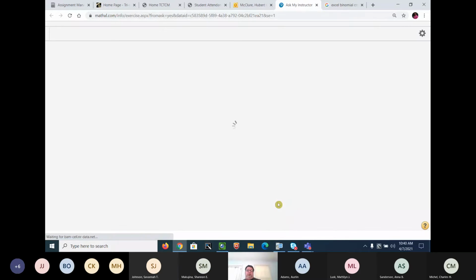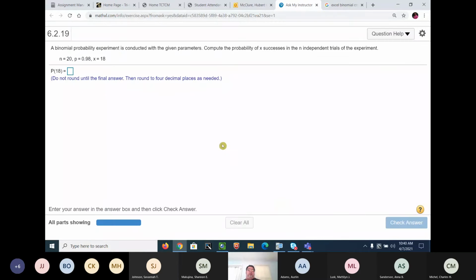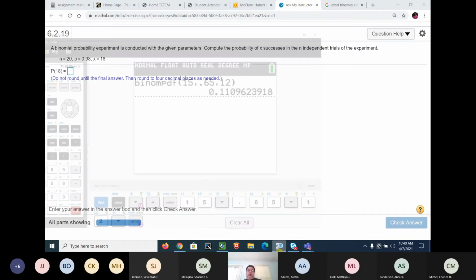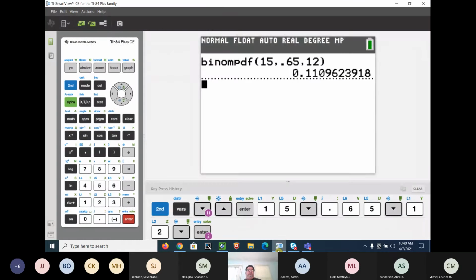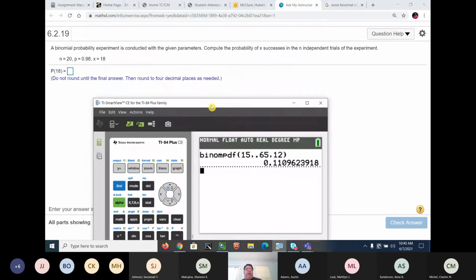Let's see what this one says. And that first one was a test question, same question. So let's go ahead and type in... I want to show you a trick I learned in the war. This is n is equal to 20, p is equal to 0.98, and x is equal to 18. Watch this. You want to see something good?